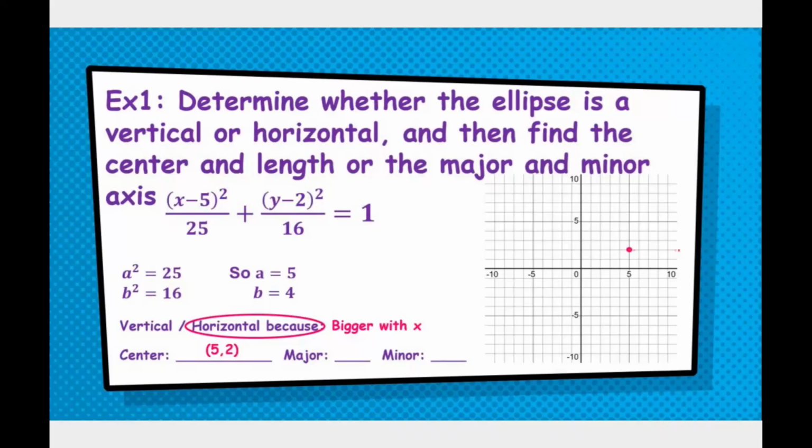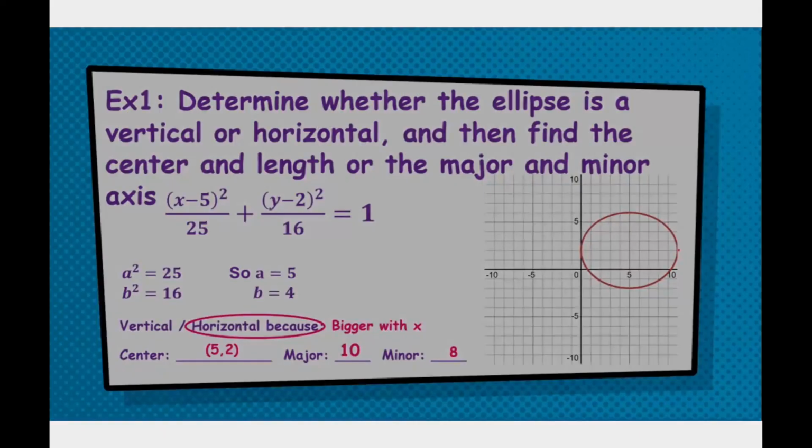And the same with b. And so now I can count over from that center 5 in both directions, left and right, and then up and down in both directions 4. And now I can see what my major axis length is. I just go all the way across, it's 10, or you can do 2 times a and 2 times b. And either way, we should get something like this.